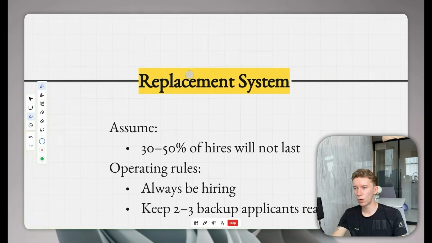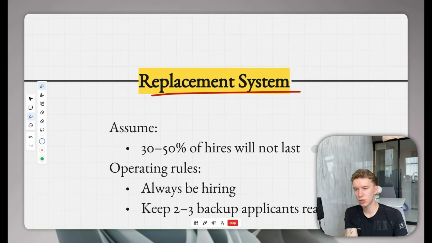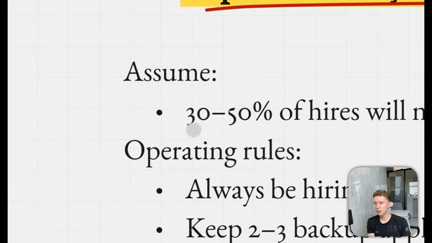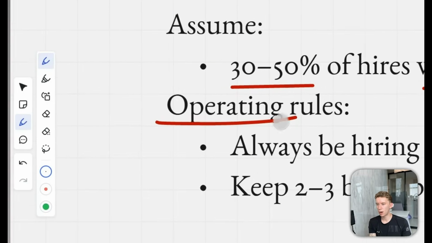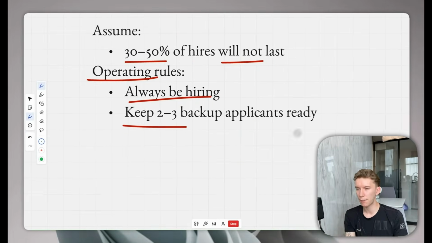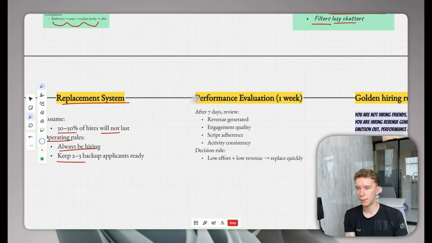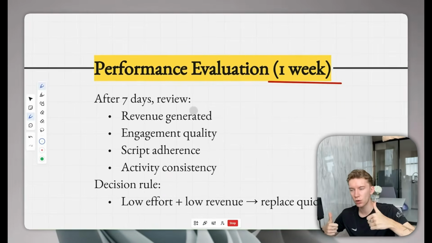And for the replacement system, because this is important in this whole chatting space, you're going to be replacing and hiring new chatters, new managers all the time. It's unfortunate, but that's just how it is. So assume that 30 to 50% of your hires will not last, okay? As an operating rule, always be hiring new chatters and always keep 2 to 3 applicants ready all the time, okay? Now, after 1 week of your chatters working, if everything's going great, give them a review.